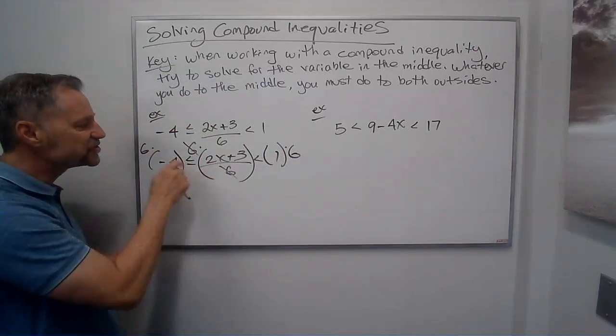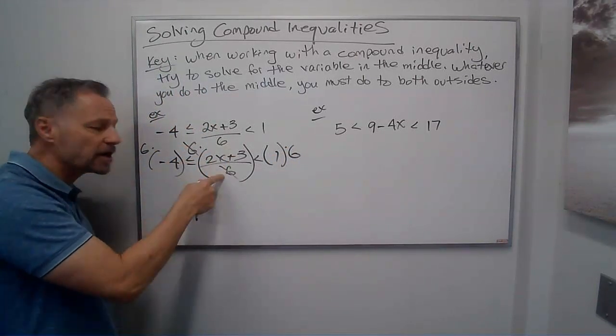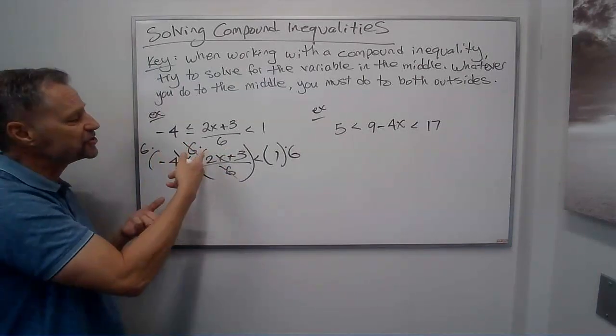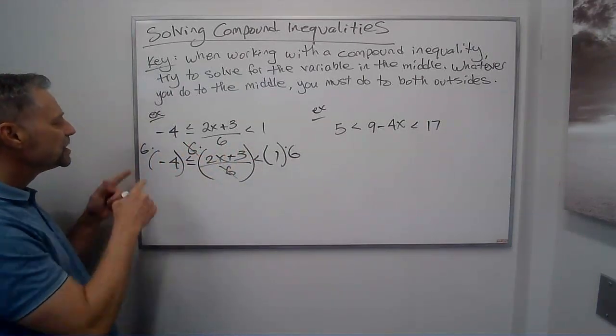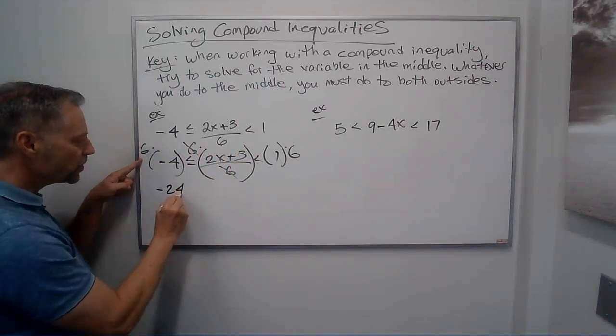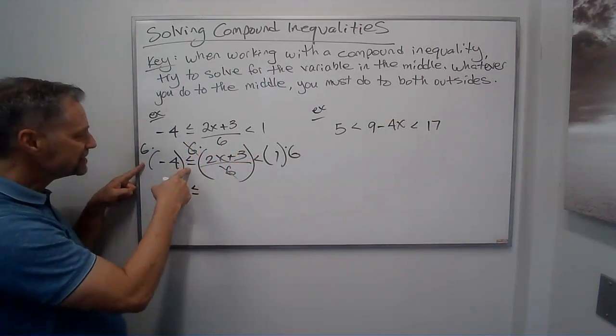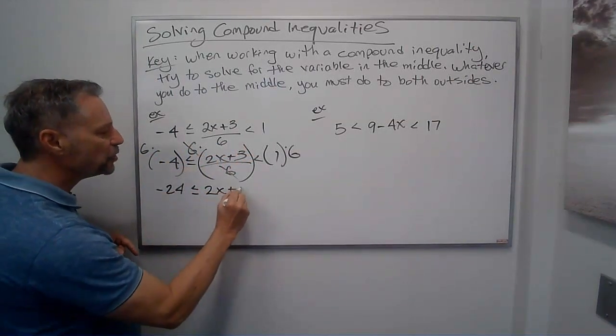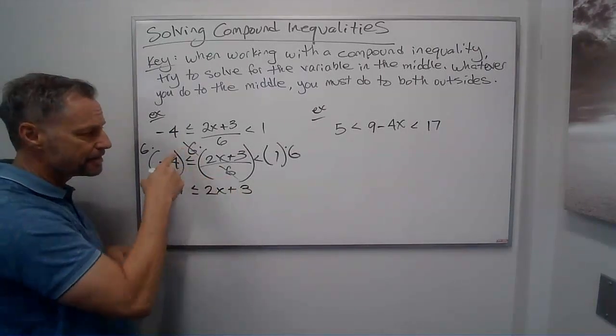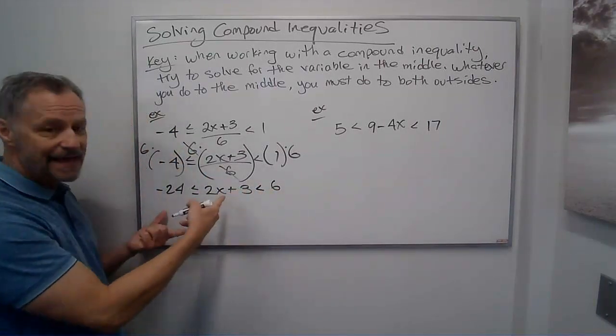These 6's cancel. Don't distribute it in here. It's gone. It's canceled with this. It's a 1. If I distribute it, 1's not going to change it. So on the outside, I get negative 24 less than or equal to. Remember, that's still there. I don't flip it because I multiplied by a positive number. Is less than 6. And now I keep going.